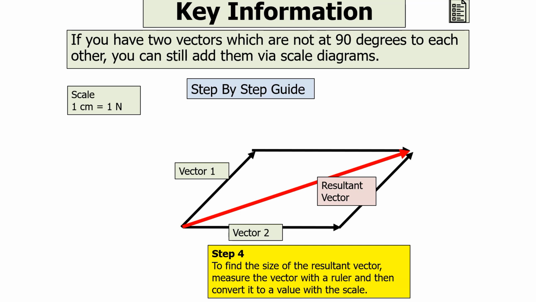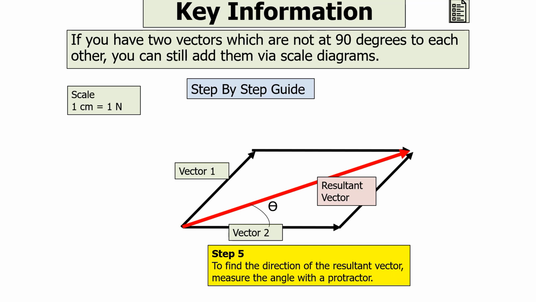Then to measure the size of the resultant vector, you would measure the vector with a ruler and then convert it to a value with the scale. And then to find the direction of the resultant vector, you would measure the angle with a protractor.